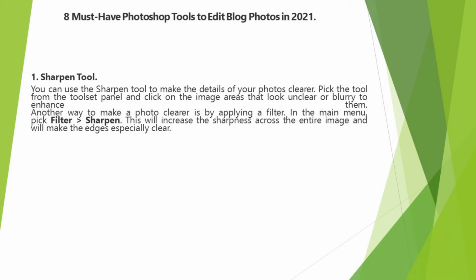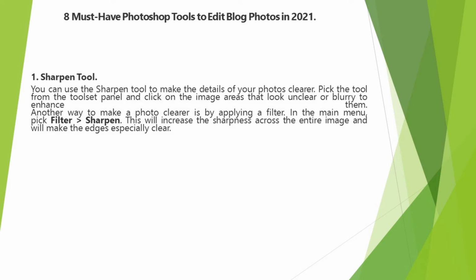1. Sharpen tool. You can use the Sharpen tool to make the details of your photos clearer. Pick the tool from the toolset panel and click on the image areas that look unclear or blurry to enhance them. Another way to make a photo clearer is by applying a filter. In the main menu, pick Filter, Sharpen. This will increase the sharpness across the entire image and will make the edges especially clear.